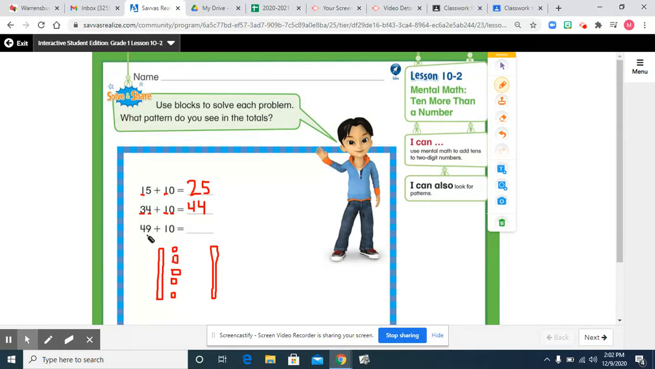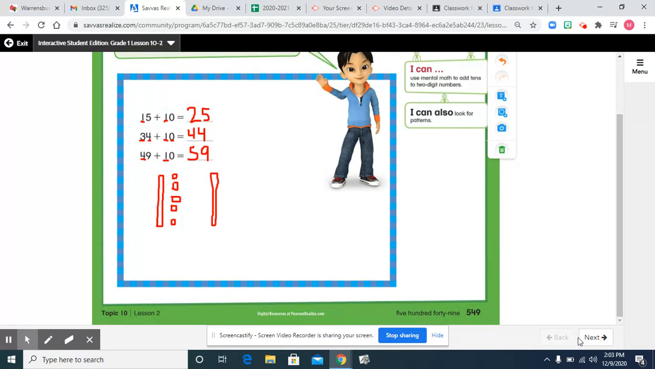Okay, 49 plus 10. Let's look at the tens place. There's a 4 and a 1. Since we're adding 10, the tens place where the 4 is should go up by 1. So what is 1 more than 4? It is 5. And then we know 9 plus 0 equals 9. So 49 plus 10 equals 59.